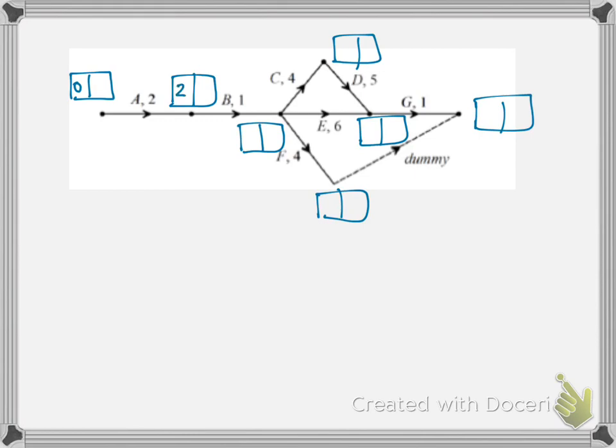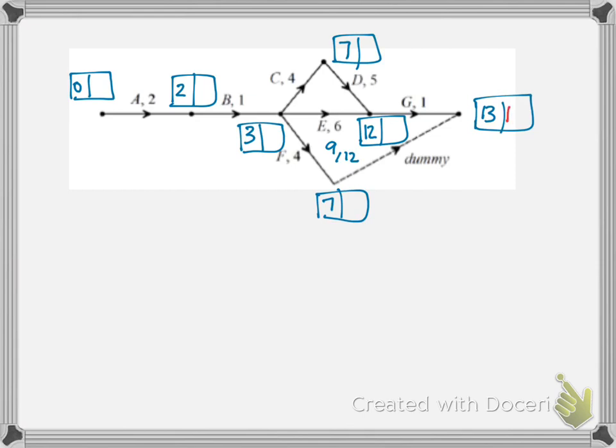Okay, so we start at 0 and we add 2 for activity A, add another 1 for activity B, so we've got 3, and then through C, 3 plus 4 gives me 7, and then through F, 3 and 4 gives me 7. Now, before we start G, we can add 3 and 6 would give us 9, or 7 and 5 would give us 12. And then we'd put in 12, that's the greater value. 12 and 1, and we get 13.